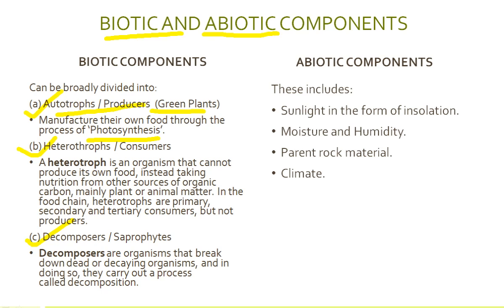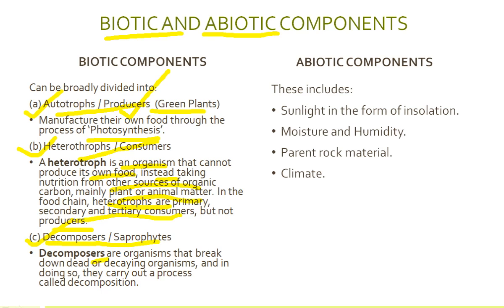Next is heterotrophs or consumers. A heterotroph is an organism that cannot produce its own food, right? We cannot produce our own food. Only green plants can do that, okay? So we instead take nutrition from other sources of organic carbon, mainly plant or animal matter. In a food chain, heterotrophs are primary, secondary and tertiary consumers according to our food intake, but we are not the producers, okay?